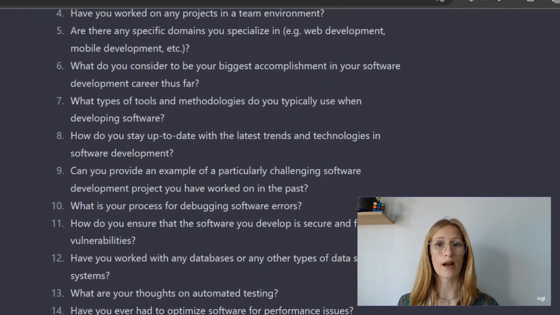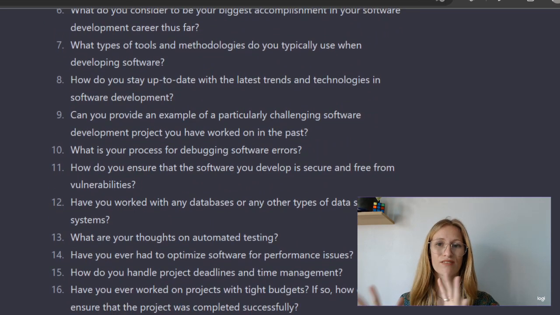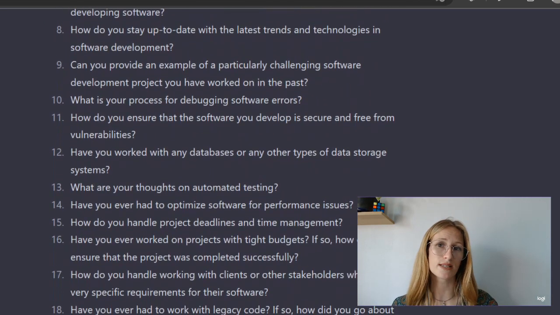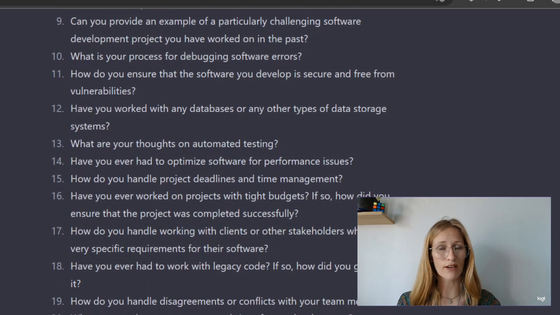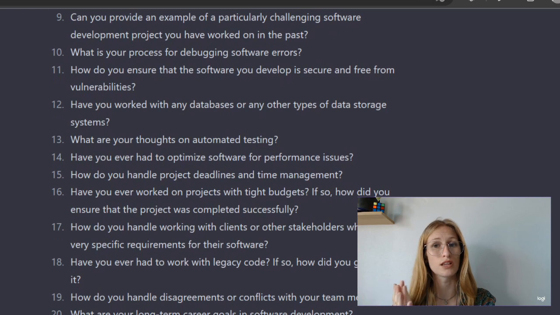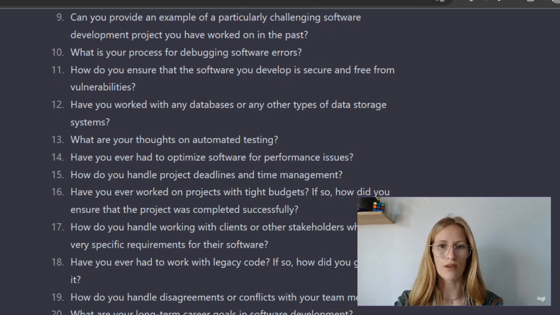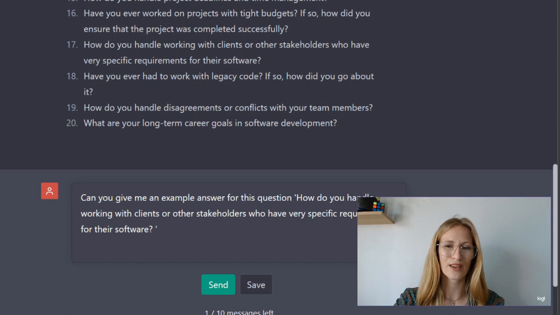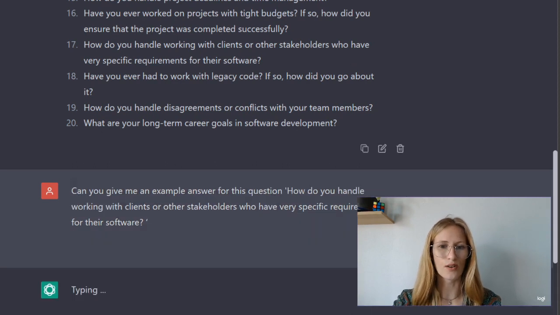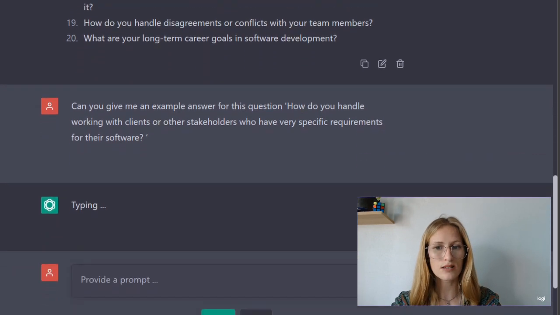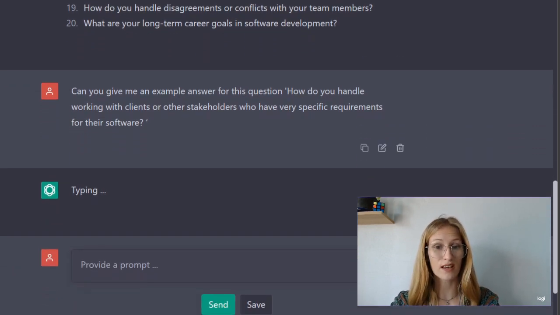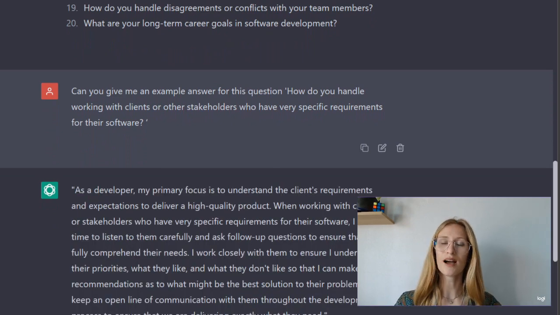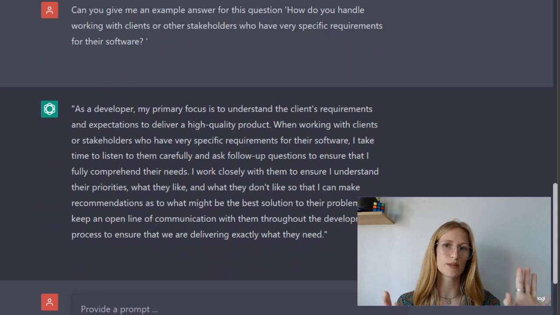So I can think of my answers, write down my answers and keep them safe for the next stage, which is then asking ChatGPT the same questions and comparing the answer it gives you to your answer that you already have. So of course we need to write, give an example answer, because ChatGPT has never been a software developer. So give an example answer for the question, how do you handle working with clients or other stakeholders who have very specific requirements for their software? I can then compare my written answer with ChatGPT's written answer and take my favorite phrases, my favorite sentences, and use them in my answer in the future.